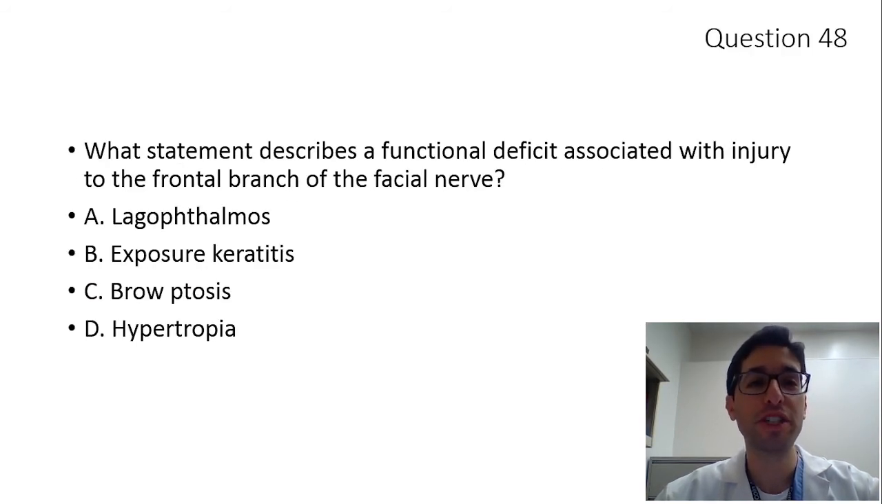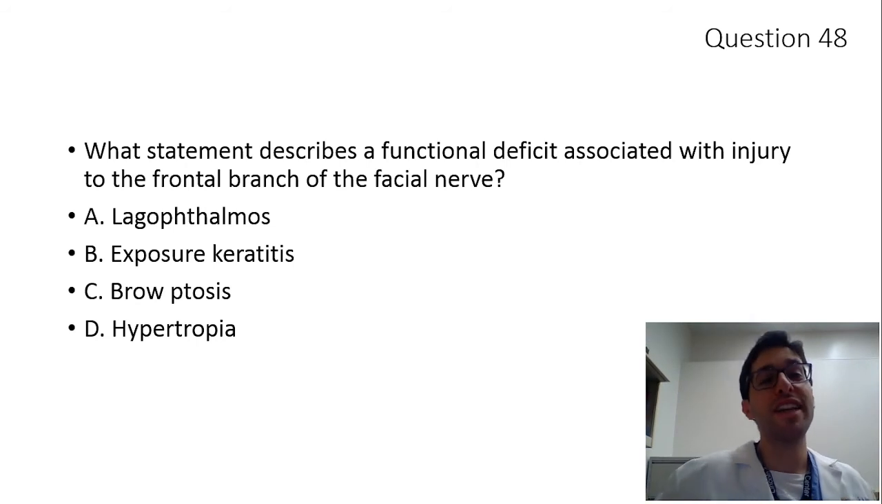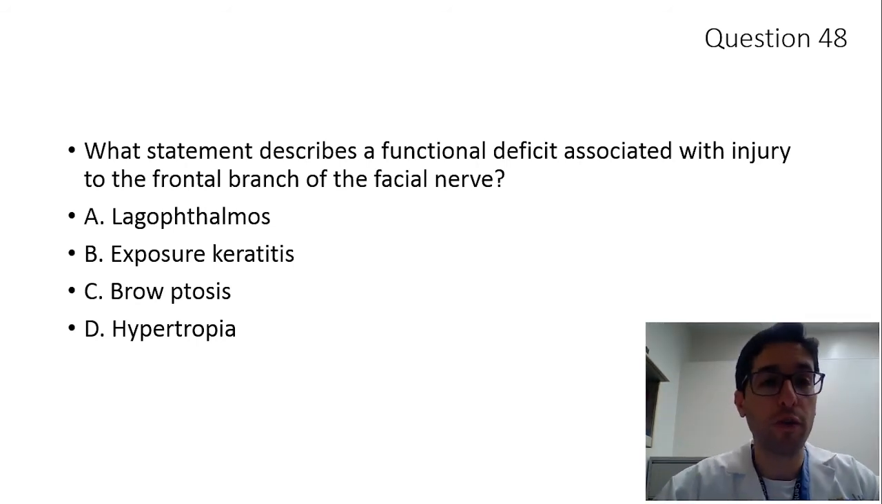Question 48. Which statement describes a functional deficit associated with an injury of the frontal branch of the facial nerve? Okay, this is a tough one, because we're going to go through the choices. Actually, there's a couple that look right, so let's go through it. This is a very informative question. Good to know. Lag ophthalmos means you can't close your eye all the way. That's a big problem. Exposure keratitis. Well, A and B go hand in hand, because if you have one, then you have the other.